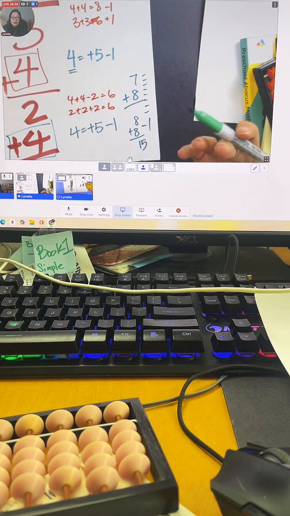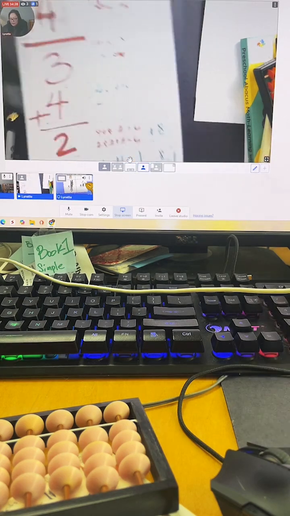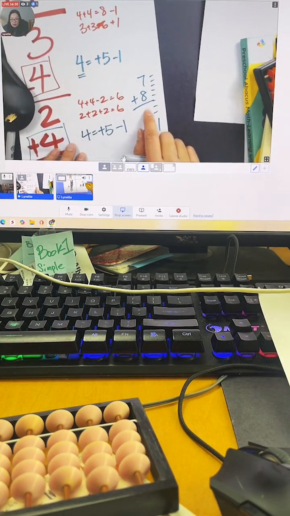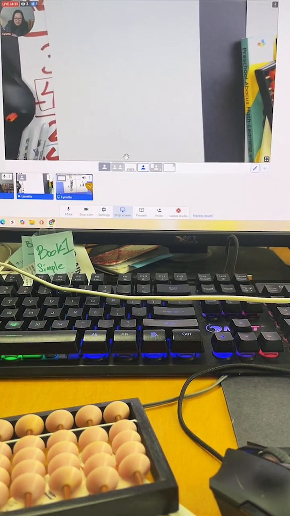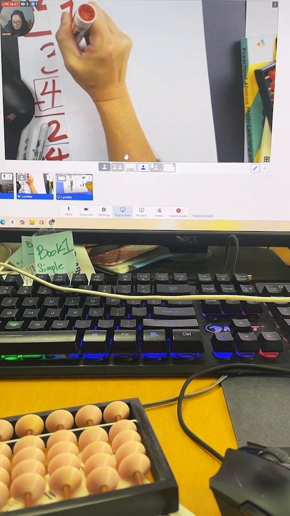And one of the kids was having a problem. They would have to count it, right? 7, 8, 9, 10, 11, 12, 13, 14, 15. So they would have to count it. And so I tutored a kid when I was young to learn my doubles plus 1.